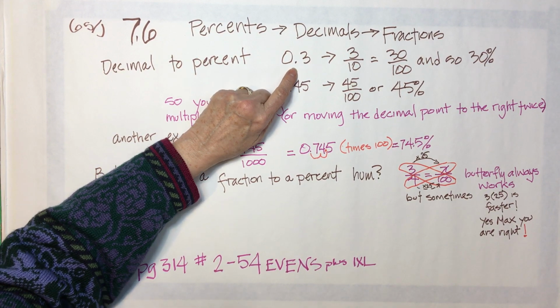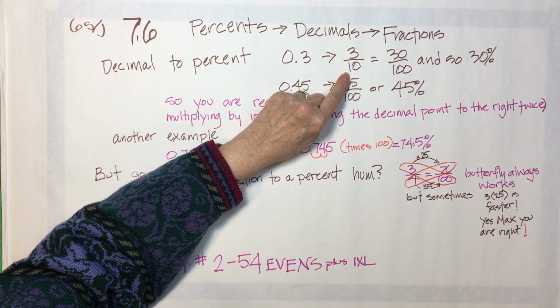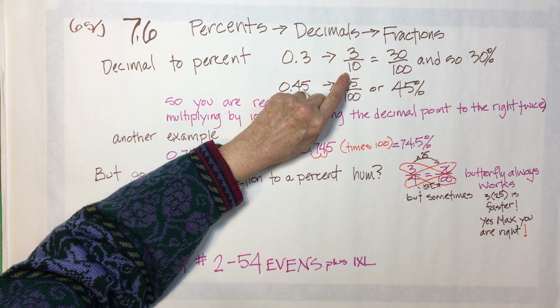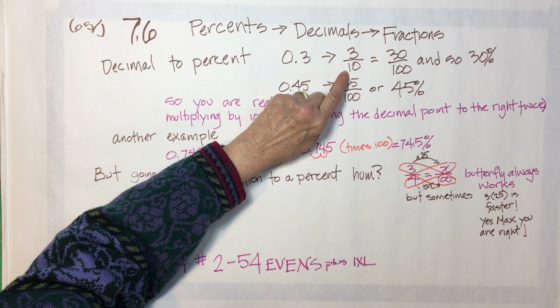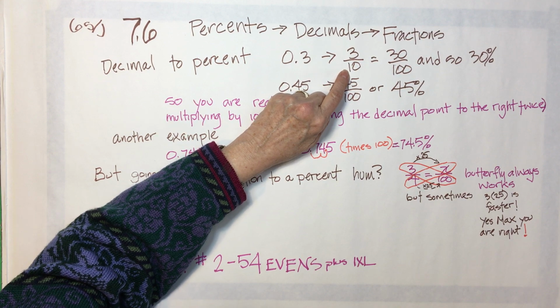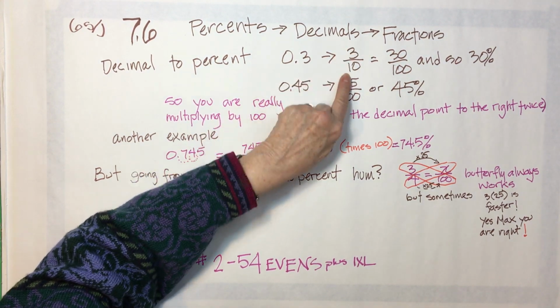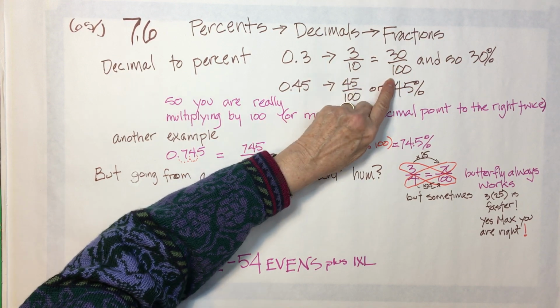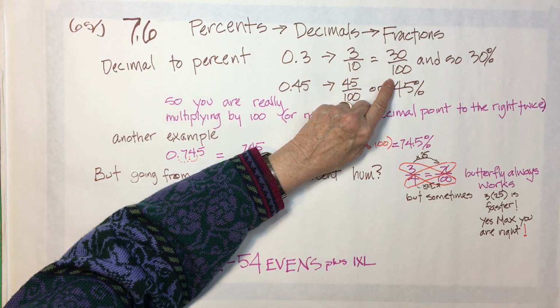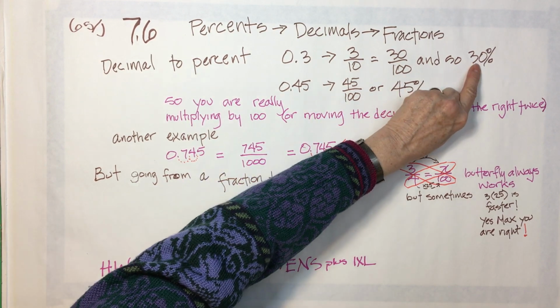0.3 could be written as 3 over 10, but that's not going to be a percent. We've got to get a percent over 100, don't we? So we're going to have to multiply this by 10. So that would be 30 over 100. Once we have something over 100, we can call it 30%.